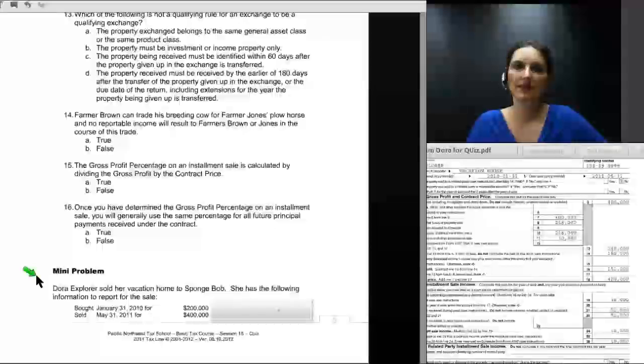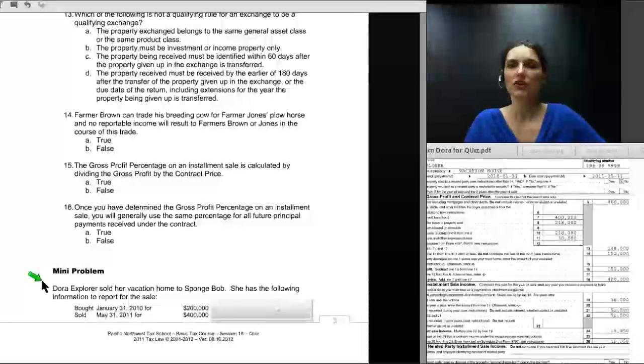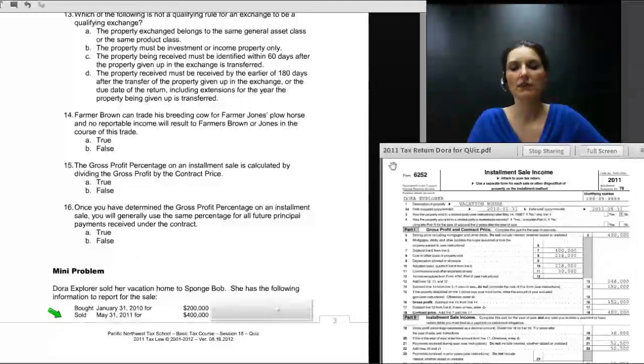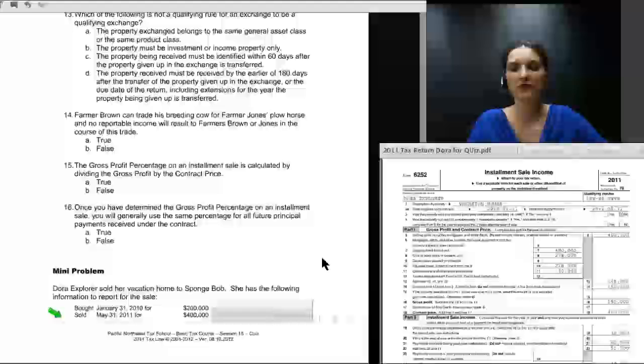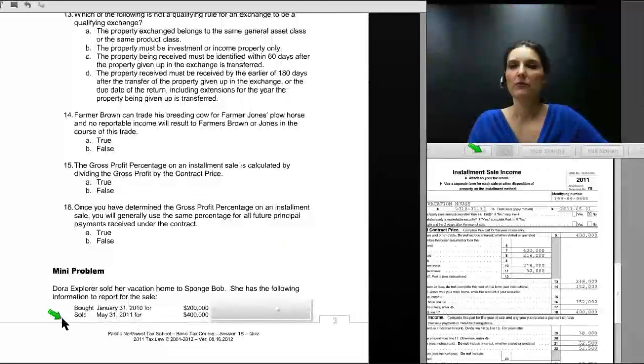And now let's move on to the mini problem for the session 18 quiz. Our character in this story is Dora Explorer. She sold her vacation home to SpongeBob, and she has the following information to report on the sale. She bought the home on January 31, 2010 for $200,000, and she sold the home on May 31, 2011 for $400,000. We're asking you to complete Dora's Form 6252. And already we've given you the first piece of information you will need to enter on Dora's Form 6252.